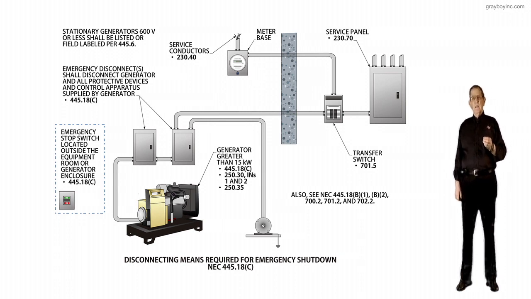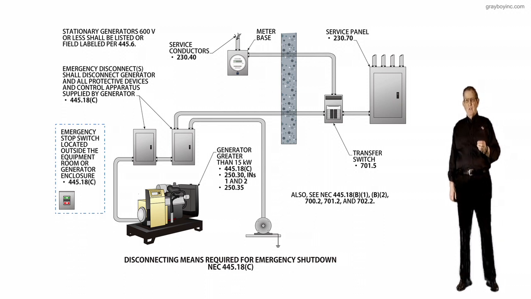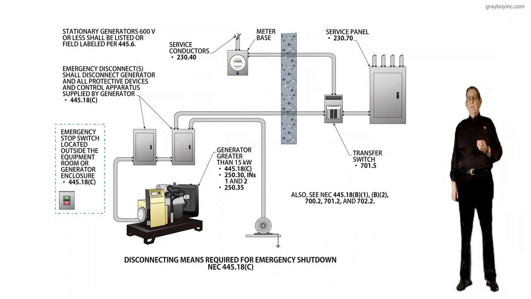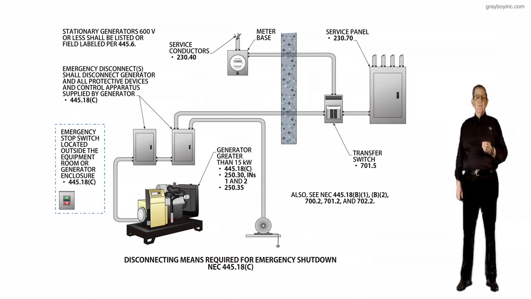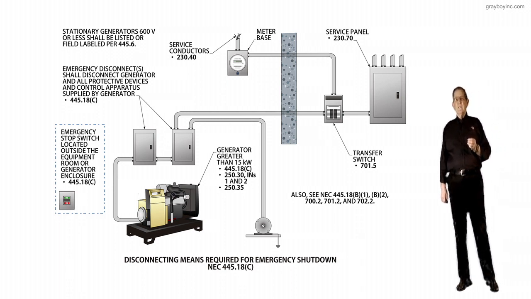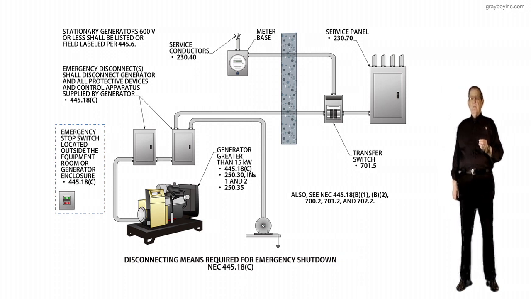A remote emergency stop switch to shut down the prime mover shall be provided for generators with a rating greater than 15 kW. The remote emergency stop switch shall be located outside the equipment room or generator enclosure.